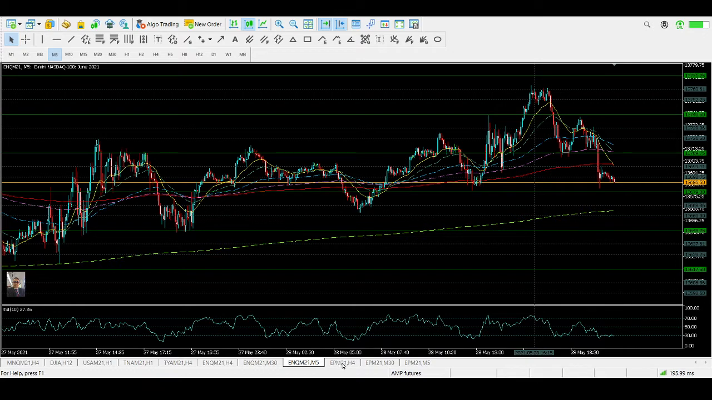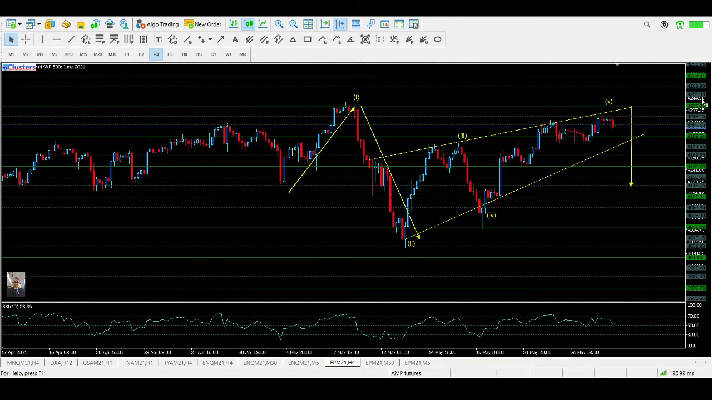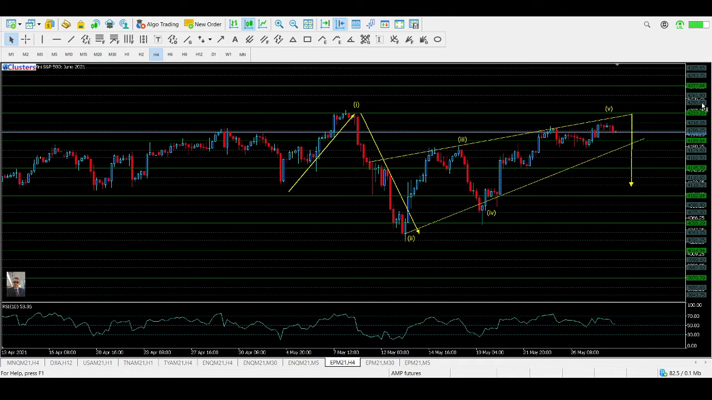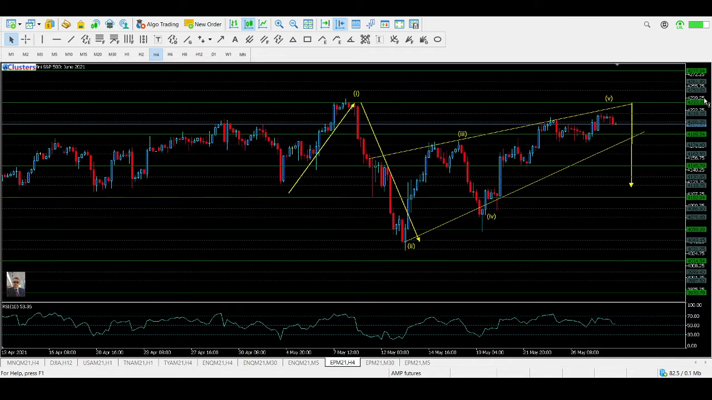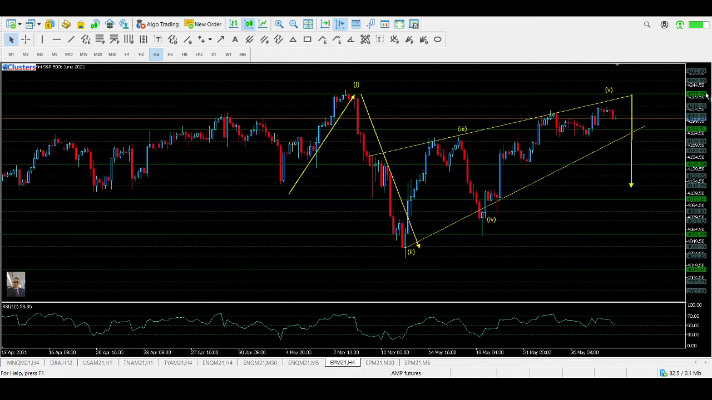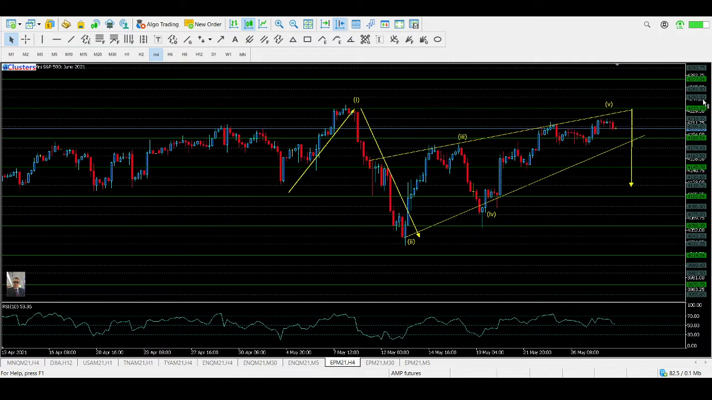Let's jump straight into the S&P 500 4-hour chart. The 4-hour chart has a different price structure, but it could potentially get the same results as what we're looking at on the Nasdaq. I'm looking at potentially a drop next week, but like I said, who knows? All we have to do is plan our trades, wait and see what happens.